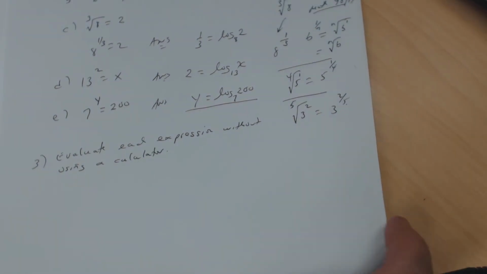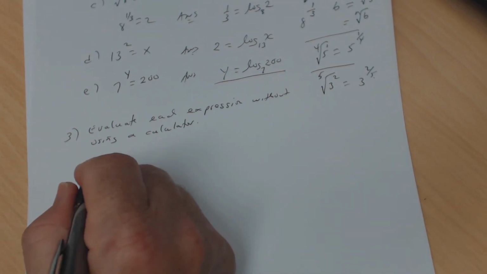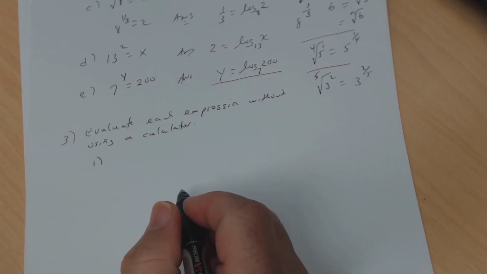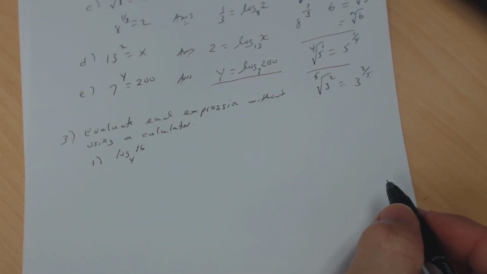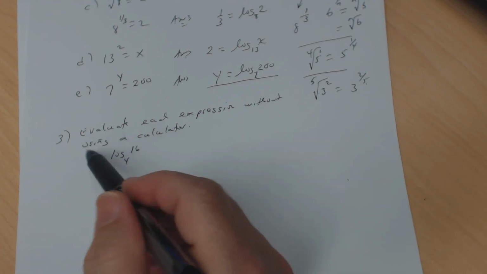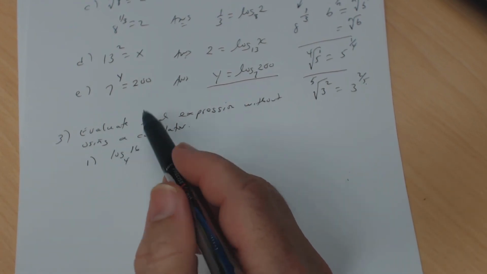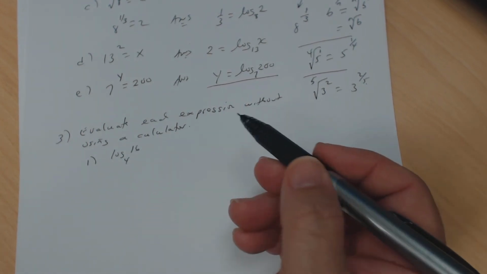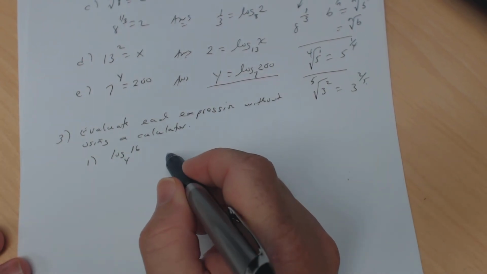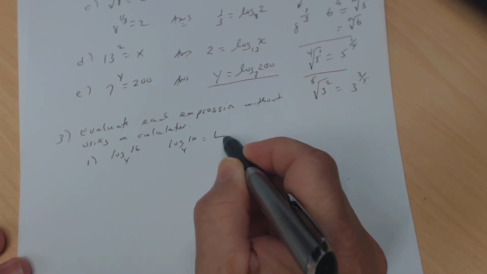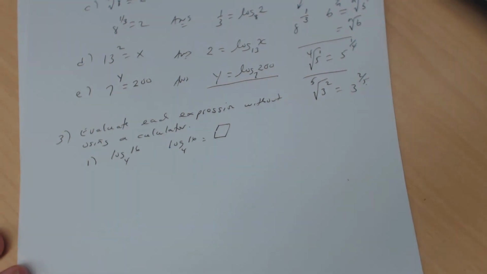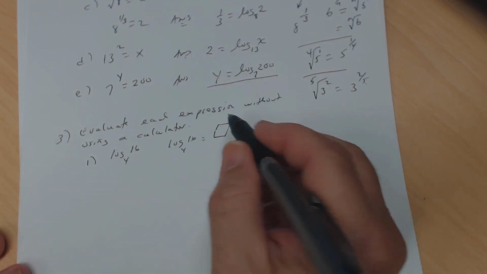So number 1. Let's suppose we had the log of 16 base 4, and you want to figure out what this equals. So basically, in your mind, you're going to say log of 16 base 4 equals, let's say, what goes in this box. You could call it x if you want to.